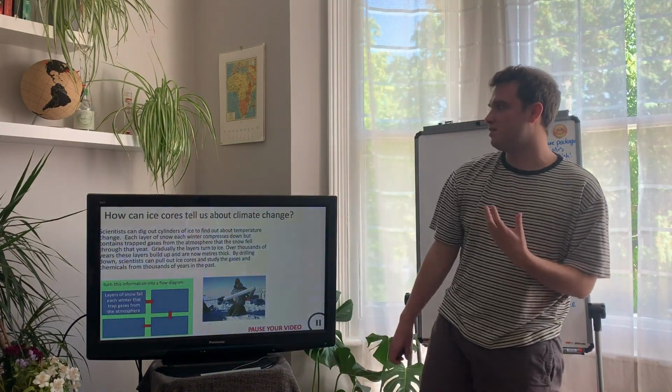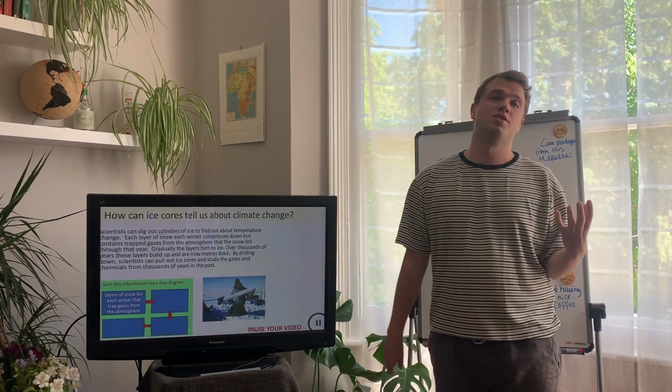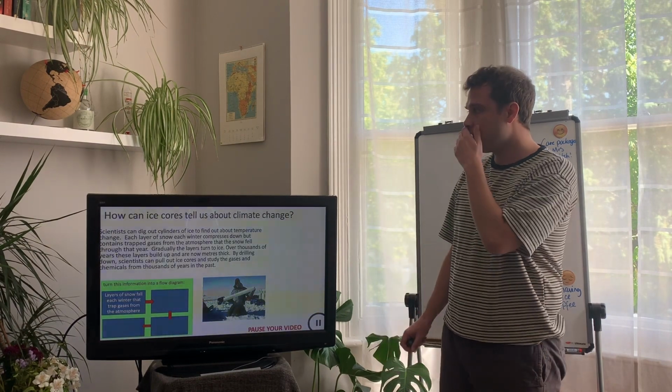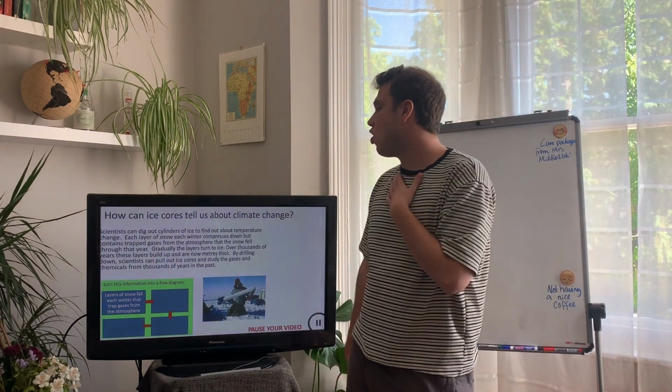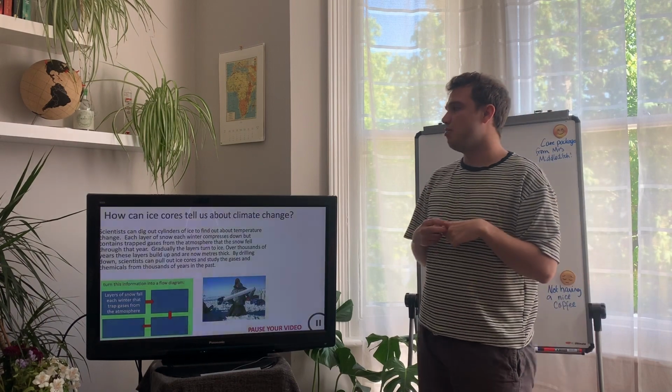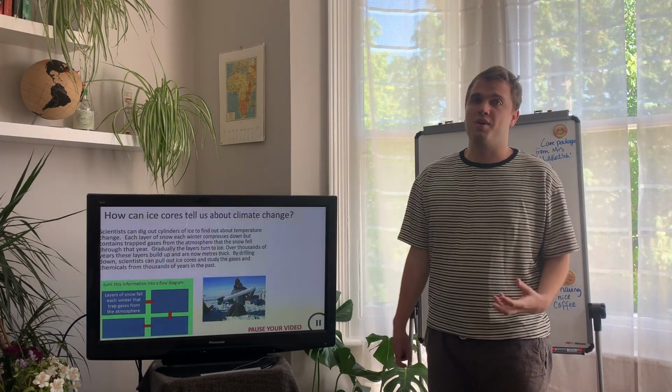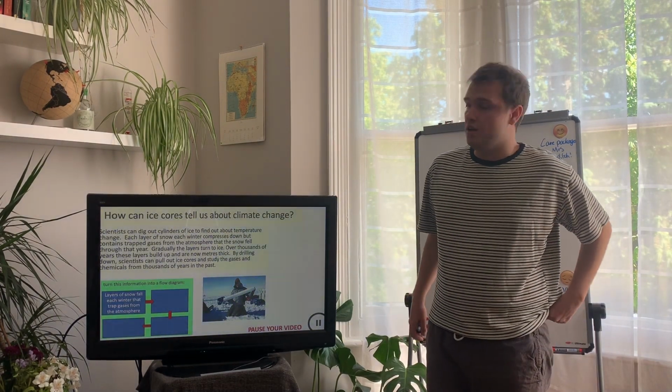So our next piece of evidence, so that's how the carbon cycle shows us that climate change is occurring. The next way that we know there is lots of carbon is from ice cores. So ice cores are another piece of evidence used to measure climate change.